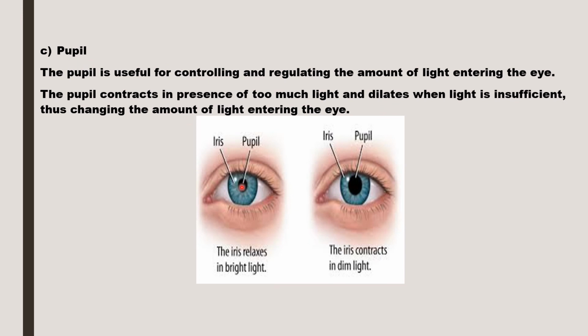Pupil. The pupil controls and regulates the amount of light that enters the eye, and you know that the contraction and the dilation of the pupil completely depends upon the muscles of the iris. So the pupil contracts when there is too much light, and the pupil dilates when the light around is insufficient, thereby changing the amount of light that is entering the eye.